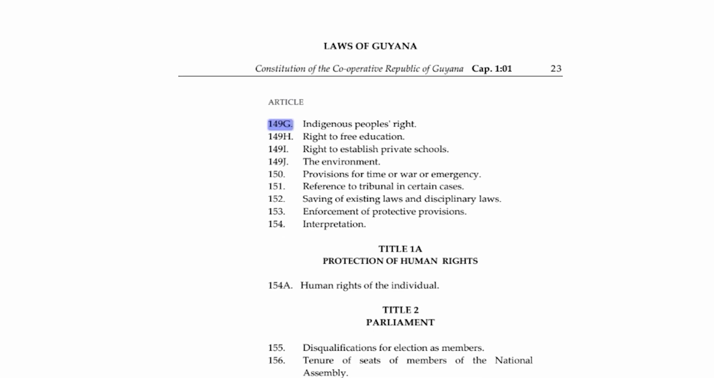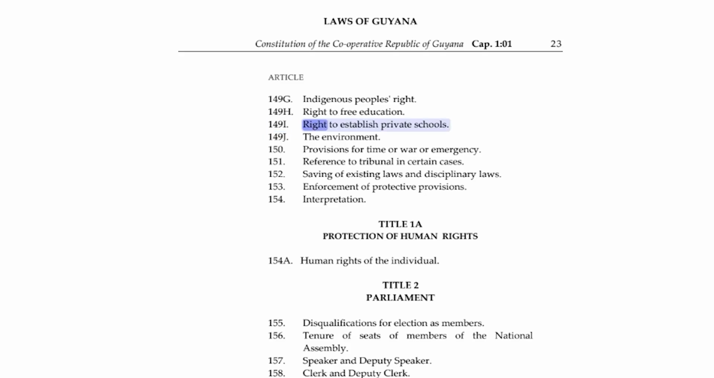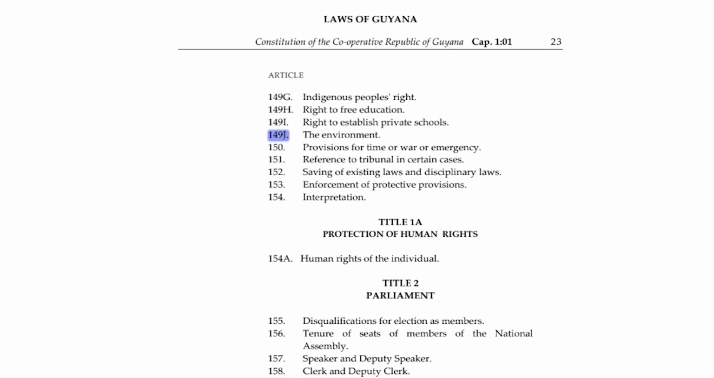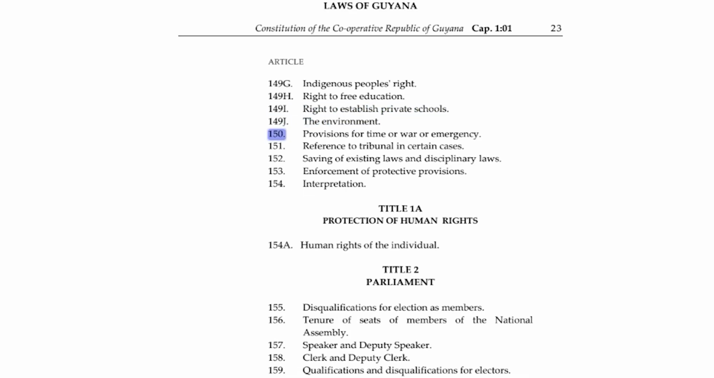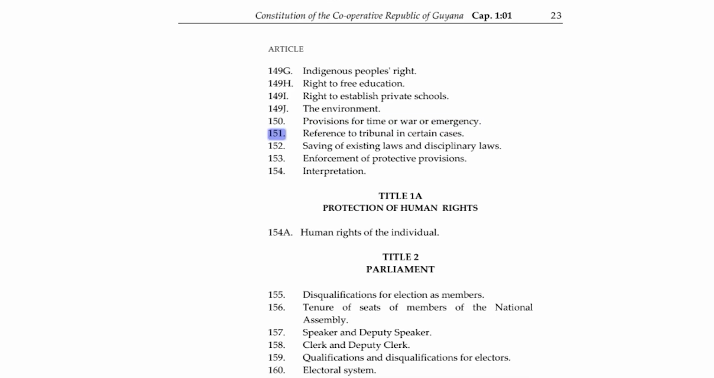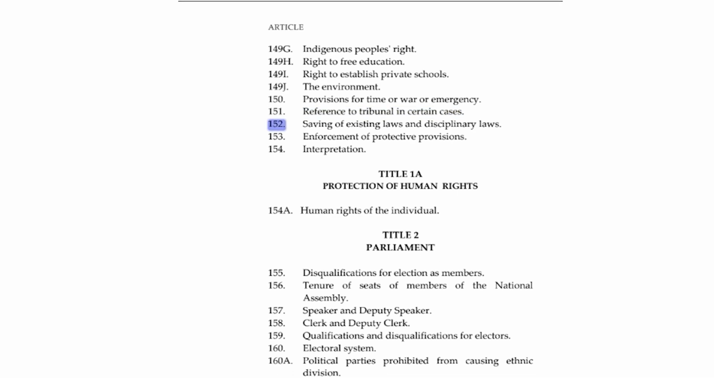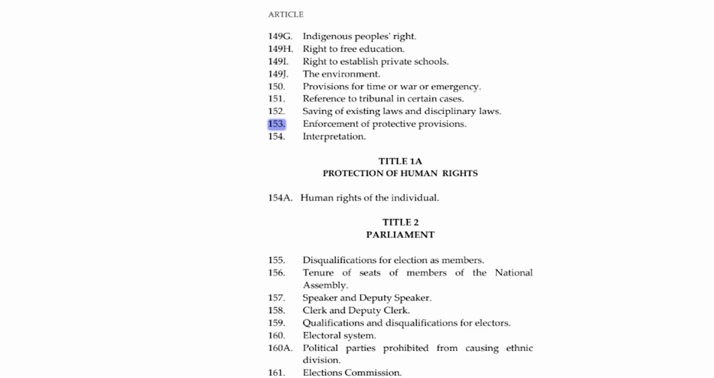149G. Indigenous Peoples' Rights. 149H. Right to free education. 149I. Right to establish private schools. 149J. The Environment. 150. Provisions for time of war or emergency. 151. Reference to tribunal in certain cases. 152. Saving of existing laws and disciplinary laws. 153. Enforcement of protective provisions.